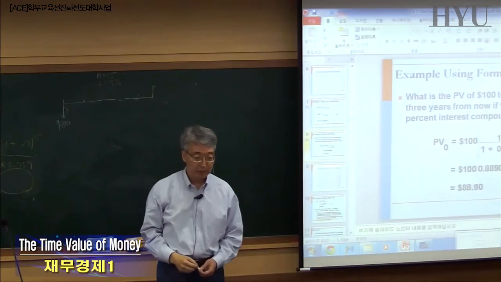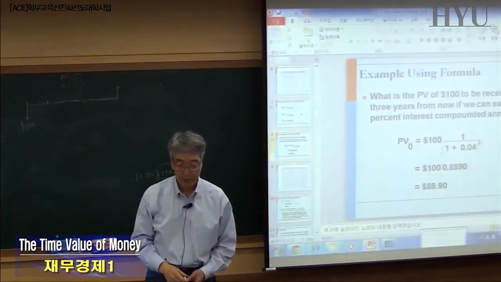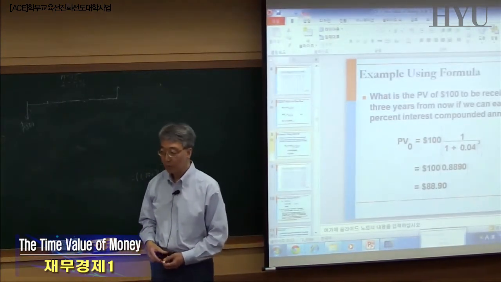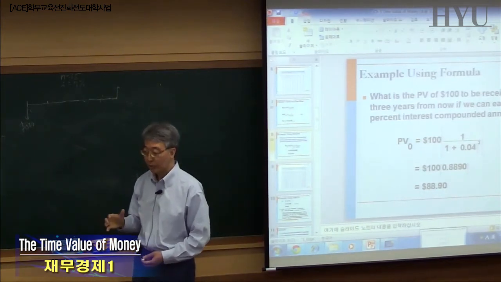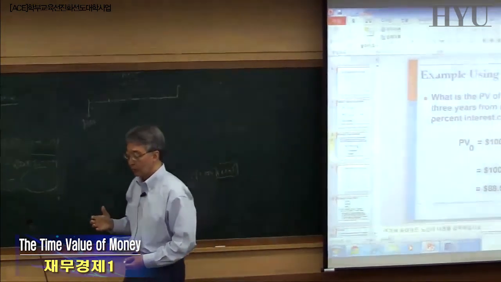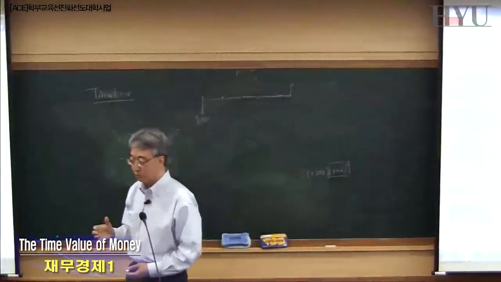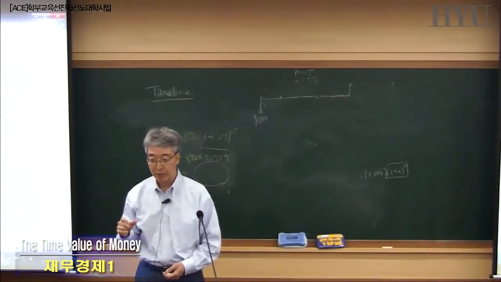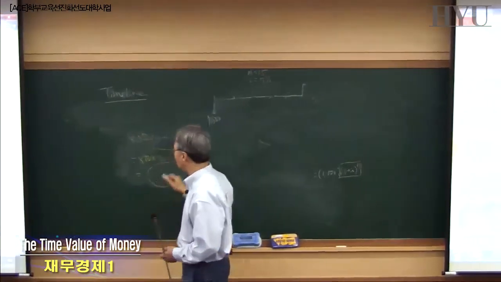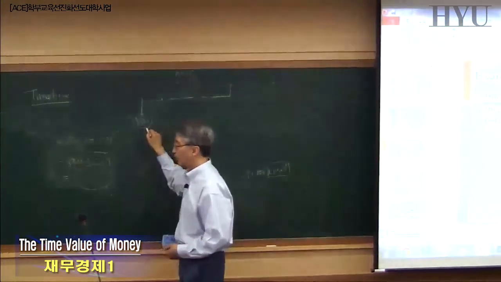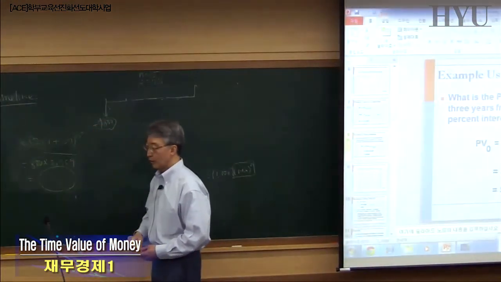This is especially important when you use a calculator. Okay? In the calculator, you have to specify which one is cash outflow and which is cash inflow. Typically, you make the cash outflow a negative number. So when you plug in $800 in your calculator, you have to change the sign to negative. Okay?